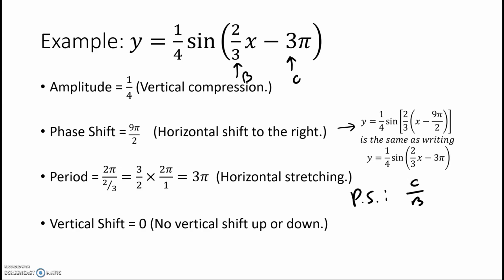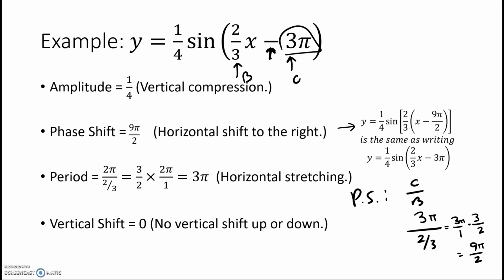So c is 3, because remember I already have a negative here, so I don't have to add a negative. So 3 over 2/3. Okay, so that's going to be 3 over 1. Keep that the same. Flip the bottom one. So that is 3 times 3 is 9 over 2. Oh, and I need my pi, because c is not just 3, it's 3 pi. So this will be 9 pi over 2 for my phase shift.